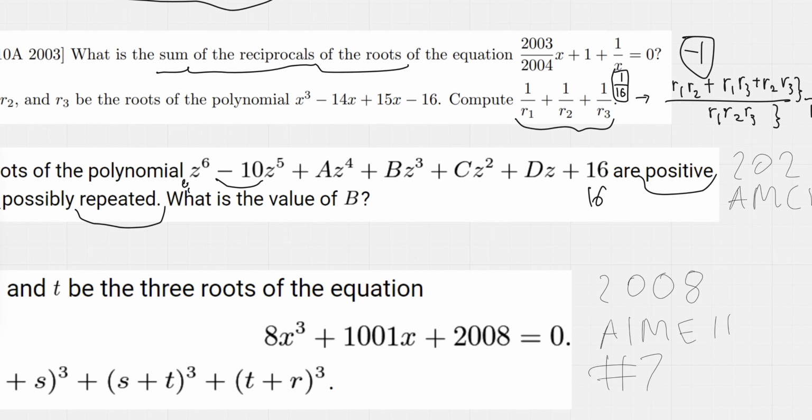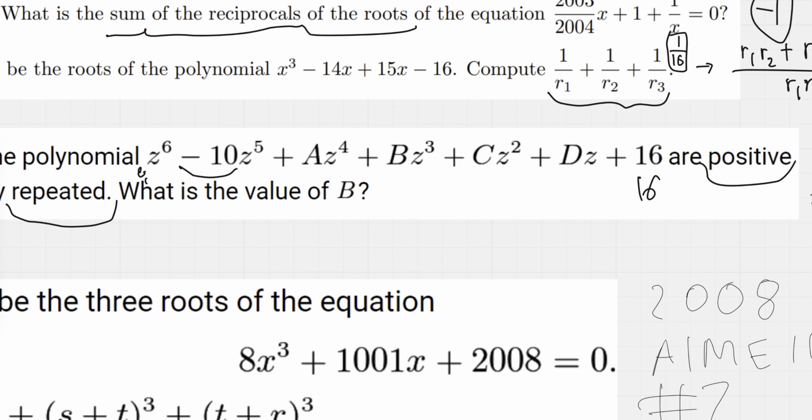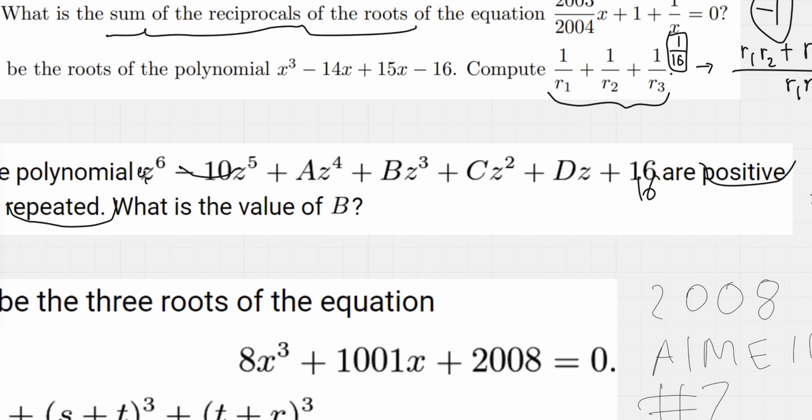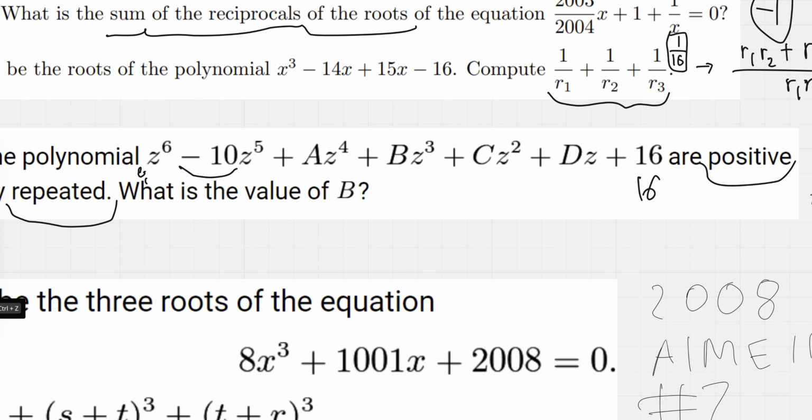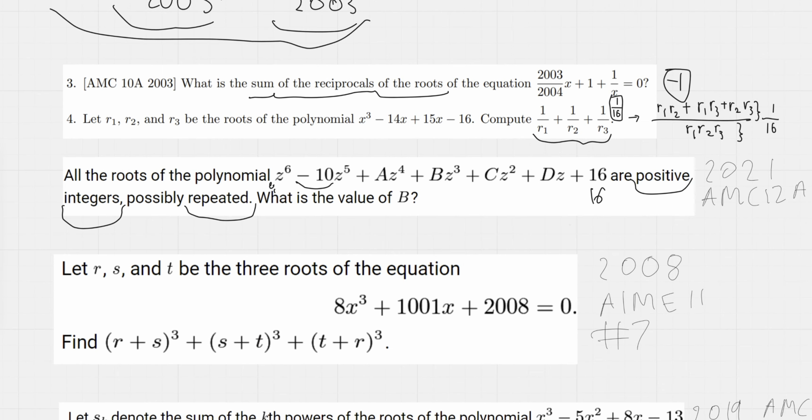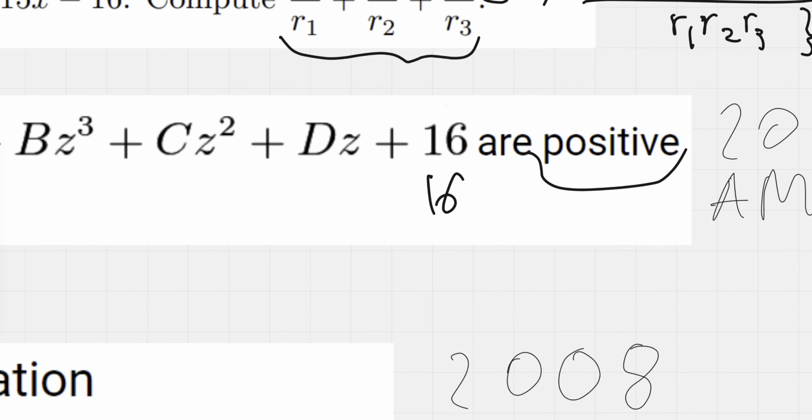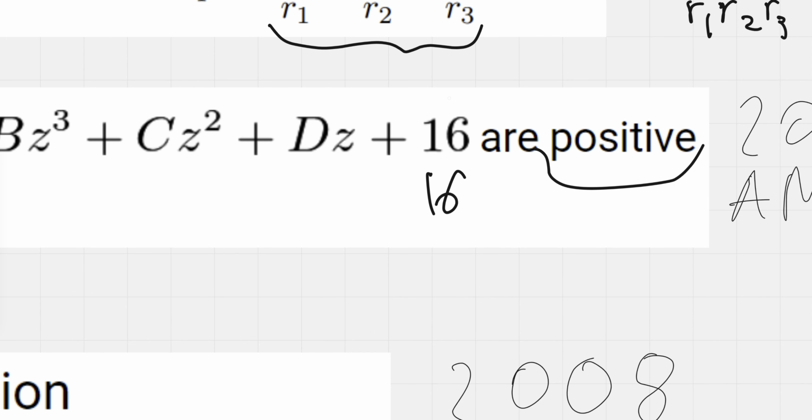So let's use that here to our advantage. Here we're given that all the roots are positive integers and that the leading coefficient is 1, so we don't need to worry about that. And we're given that they're all positive, so we only have to worry about positive factors of 16. And those are 1, 2, 4, 8, and 16.